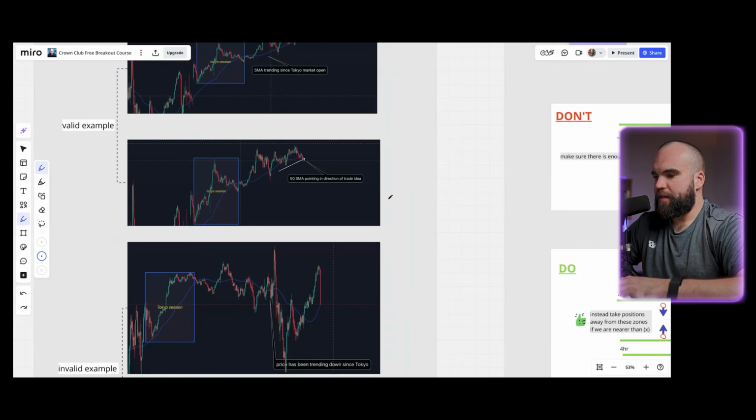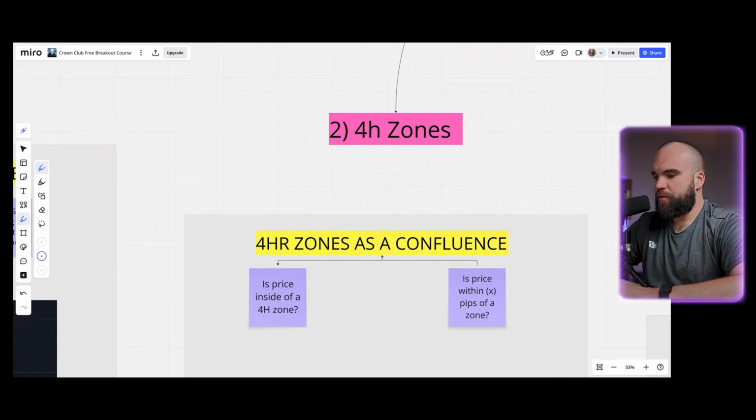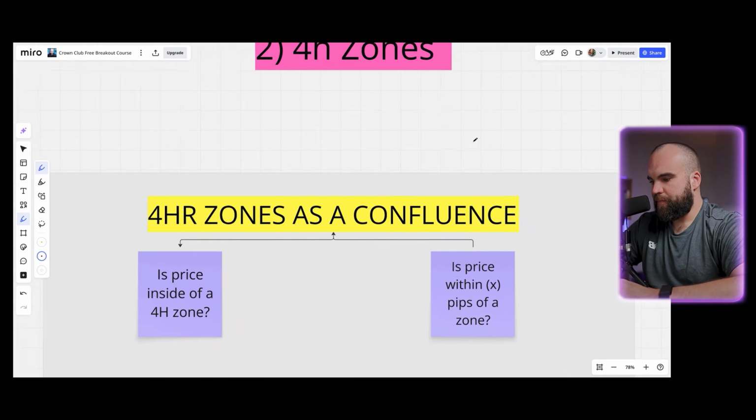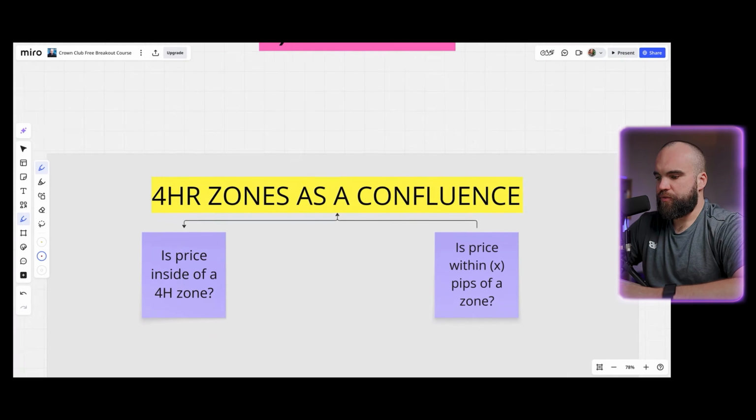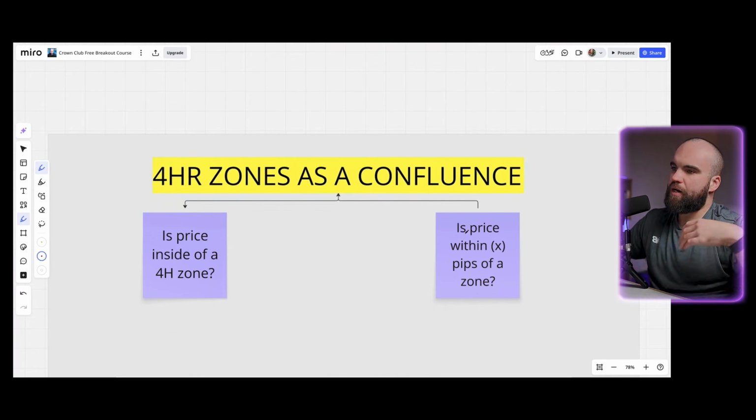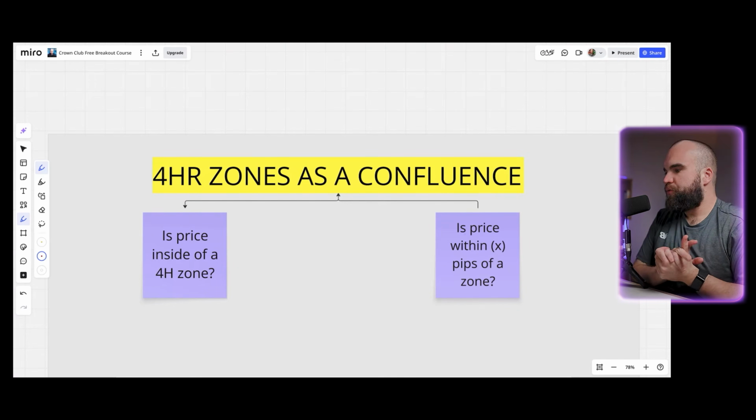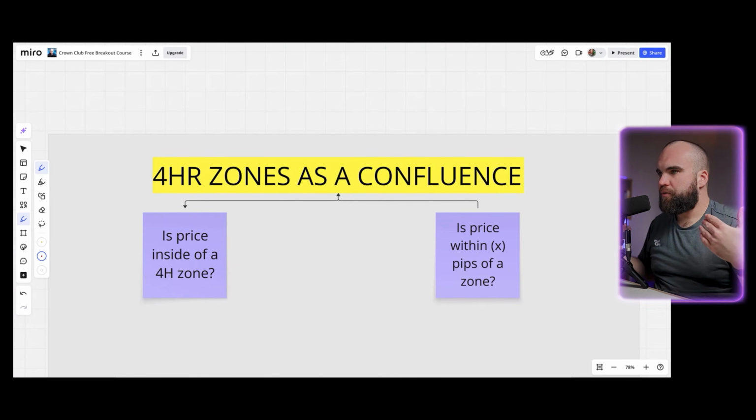Let's have a look at the next confluence, which is one of the most important confluences for me, and that is 4-hour zones as a confluence. Now, you might ask yourself, how do I draw 4-hour zones on the chart? It's simple. It's just simple support and resistance. They don't need to be complicated. You don't need to put a lot of pressure on the system. It's really so that you can see the general trend of the market.